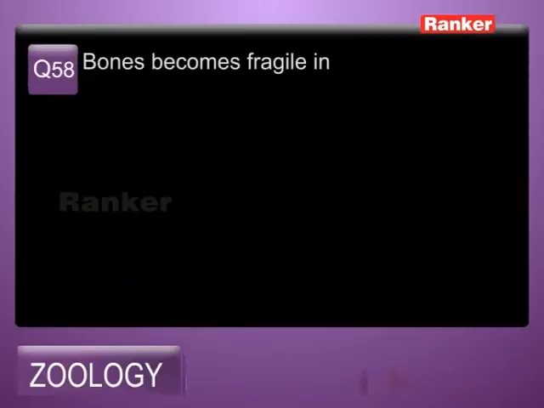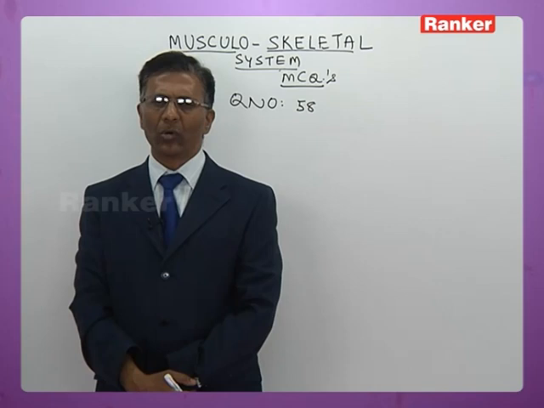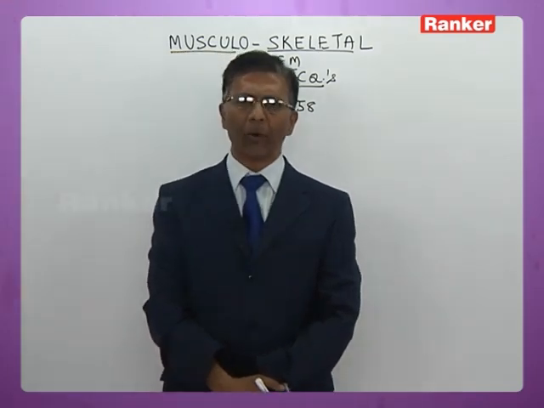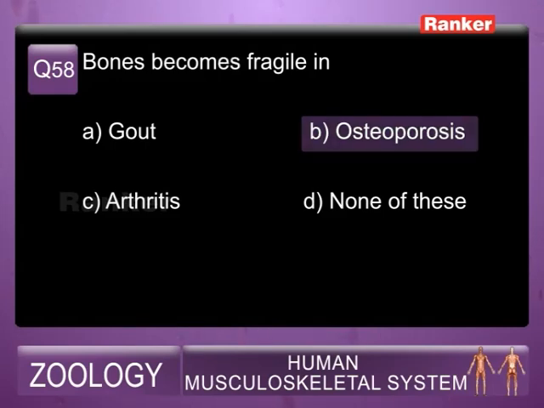Question 58 is here for you. Bone becomes fragile in A, gout, B, osteoporosis, C, arthritis, D, none of the above. So in osteoporosis, there will be fragility of the bone due to loss of calcium content. So the answer is B.